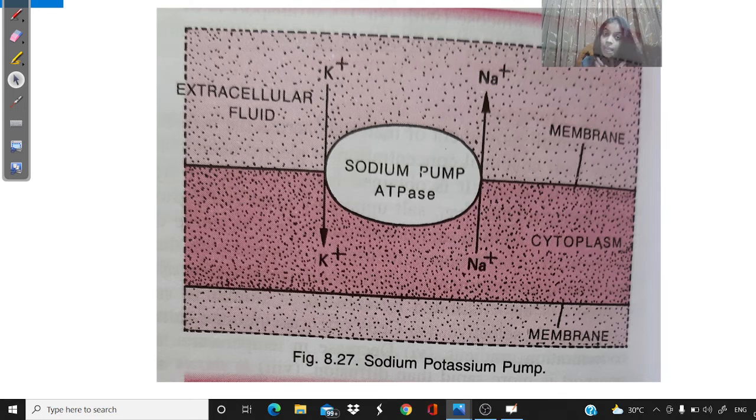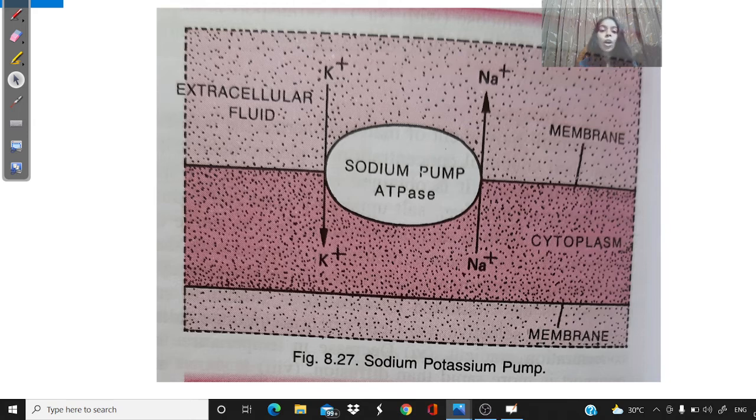If it were like this, two substances moving together simultaneously in the same direction, then that would be known as symport. Symport means traveling in the same direction. Antiport means traveling in opposite directions. Okay? And one more thing. Suppose only one substance is passing, only one, then that will be known as uniport.